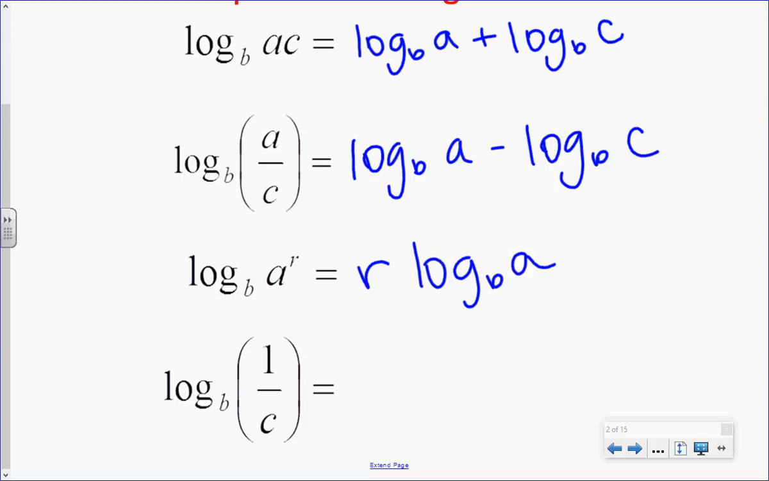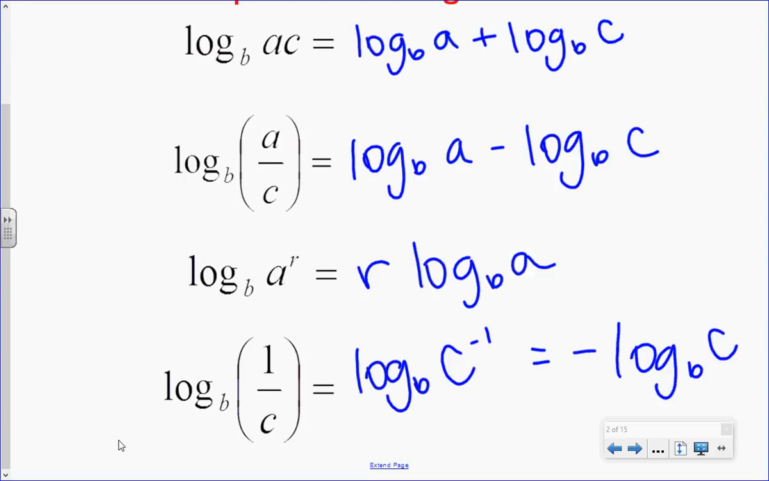And then this is just combining a couple of them together. But what I want you to keep in mind is that 1 over c is the same thing as c to the negative first, right? So we could write this as negative log base b of c. You could also view this as a division and write log base b of 1 minus log base b of c. And what is log base anything of 1? 0. So you still end up with the same thing.